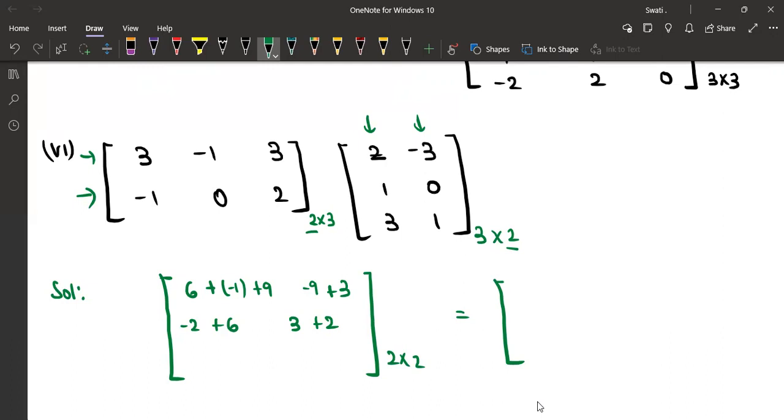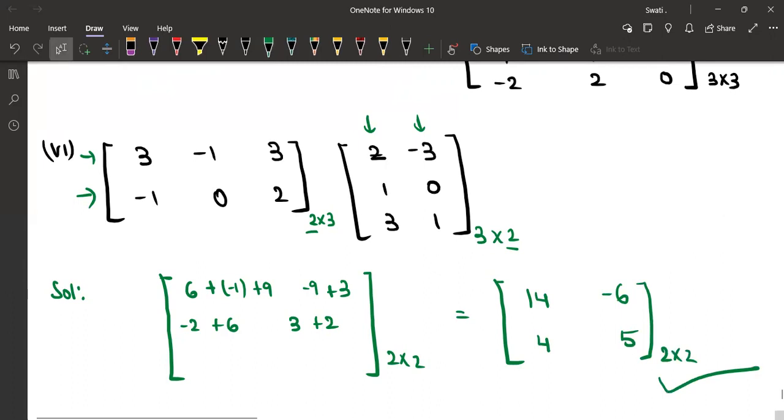So 9 plus 6 is 15. 15 minus 1 is 14. Minus 9 plus 3 is going to be -6. Minus 2 plus 6 is going to be 4. And 3 plus 2 is going to be 5. And this is our final answer. And we are done. All right.